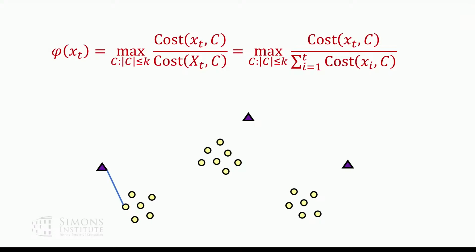Now, there's a simple charging argument. So here is the ratio. Let's say we consider the ratio for this point. Here's the distance between this point and the center, so that's the quantity in the numerator. And let's suppose that these are the optimal centers, the stars.